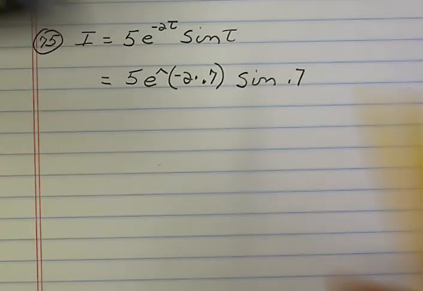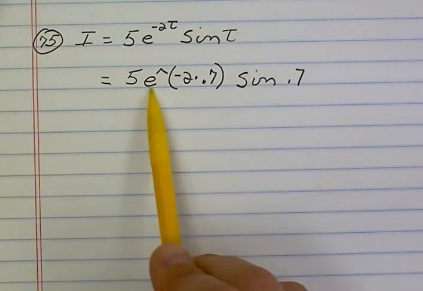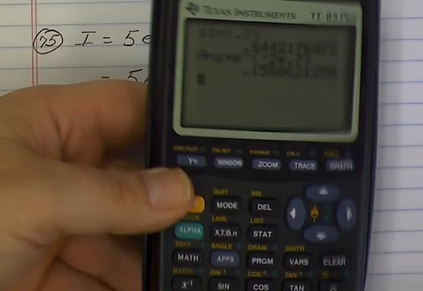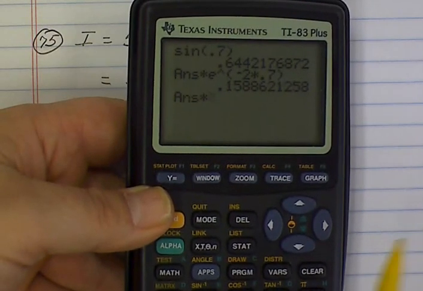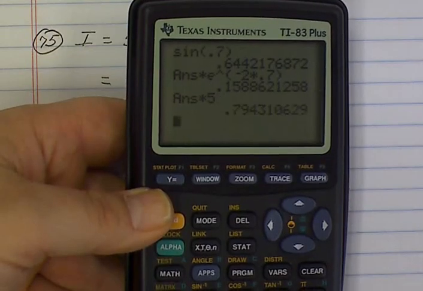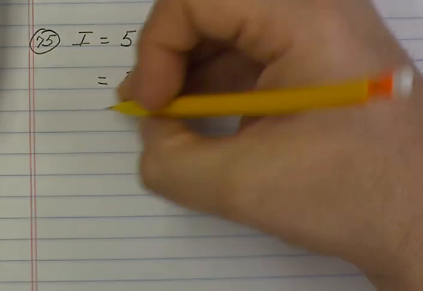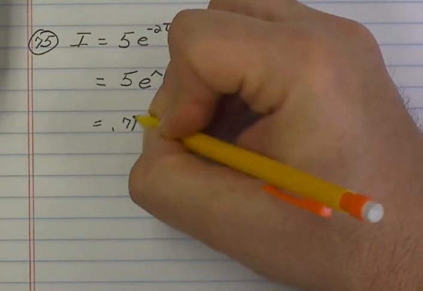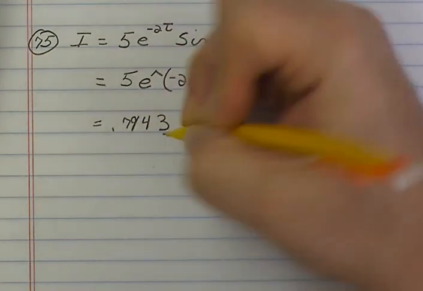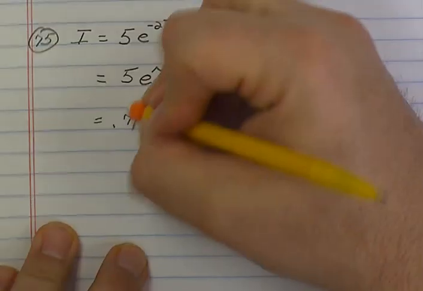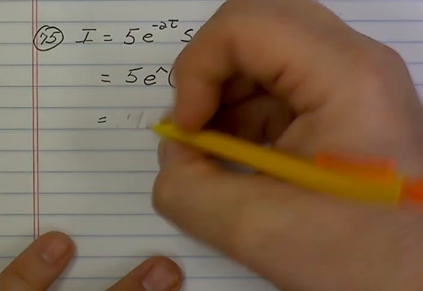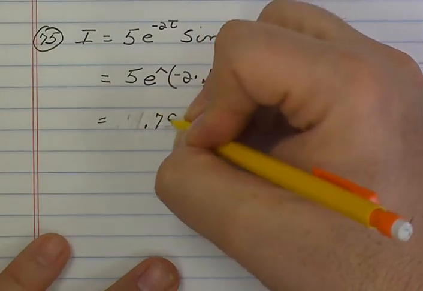So right now I've taken this, and all I need is the 5. So on my calculator again, all I do is hit times 5, enter. And we end up equal to 0.7943. It's kind of an ugly 9. Let me write it again. 0.7943.